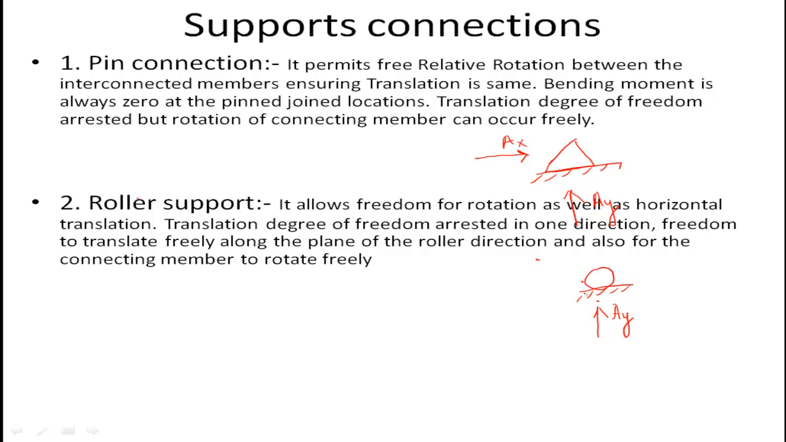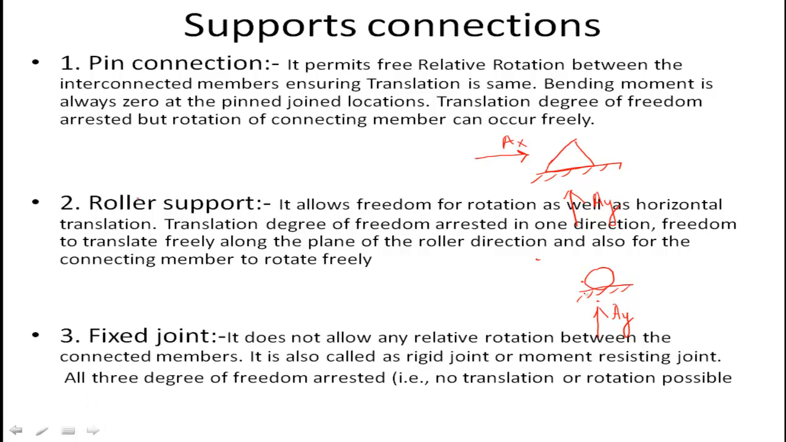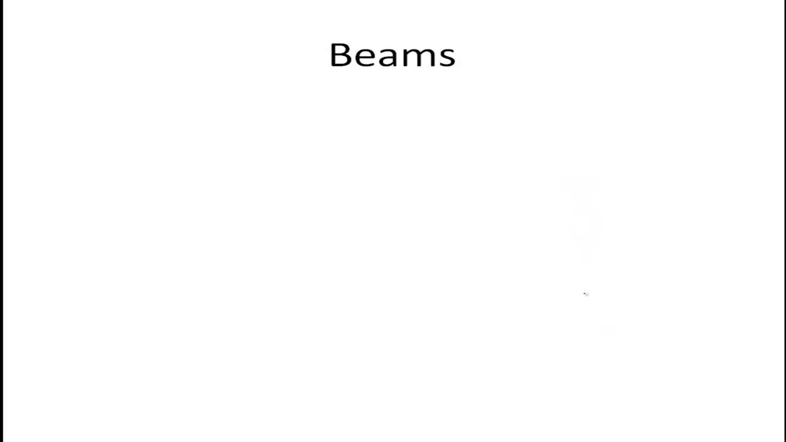Now we have the fixed joint. It basically is that kind of joint which does not allow any relative rotation between the connected members. It's also called a rigid joint or the moment resisting joint. Here all three degrees of freedom are arrested. There is no translation movement, there is no rotation possible.